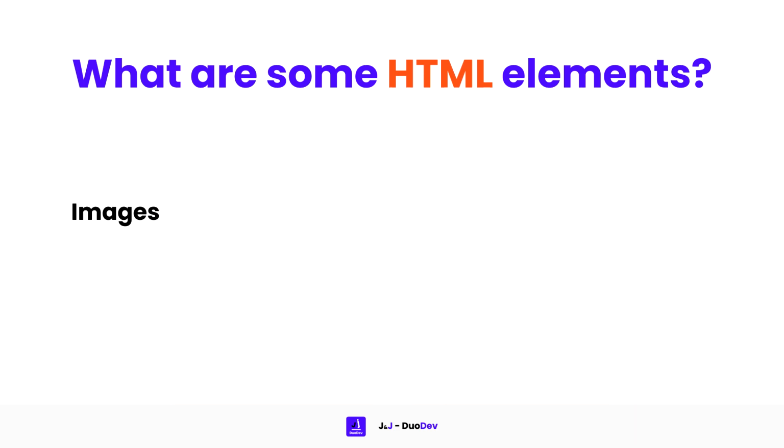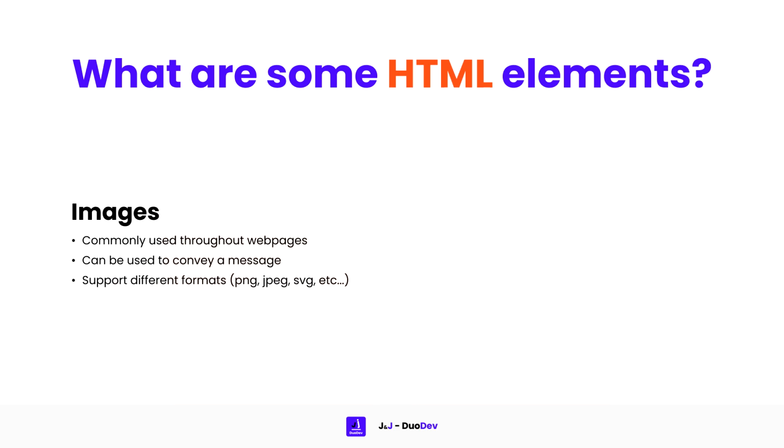So far we have covered elements that are related to typography. The next element that we're going to look at is a bit different. It's the image element, and it is a very common element that you're going to encounter on pretty much every website. They can be used to convey a message, and they also support different formats such as PNG, JPEG, SVG, and others. They are also represented with the image tag.